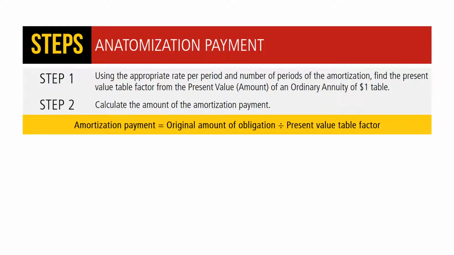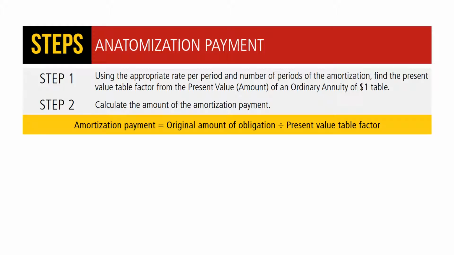a period of time. With amortization, the original amount of the loan or obligation is known, present value. Therefore, we use the present value amount of an ordinary annuity of $1 table to calculate the amount of the payment. Step 1. Using the appropriate rate per period and number of periods of amortization, find the present value table factor using the present value amount of an ordinary annuity of $1 table.